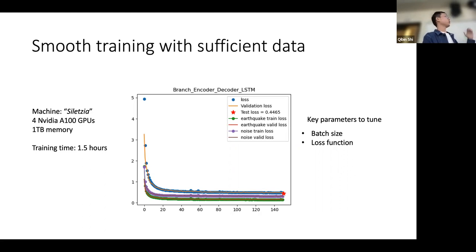So we started to think of a better way for the loss function, which is adding the cross-correlation coefficient between the label and the prediction in the loss function. So the loss function is a combination of the L2 norm and the cross-correlation coefficient. This gives us a very smooth curve.